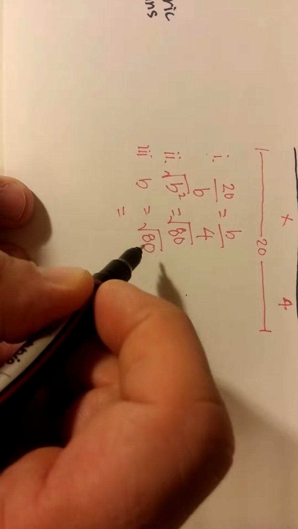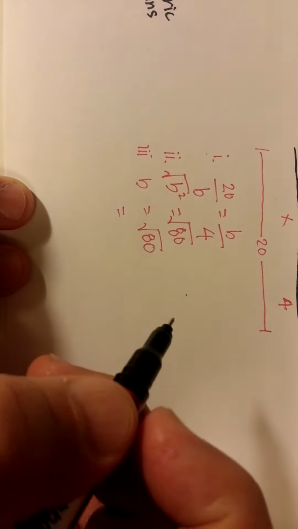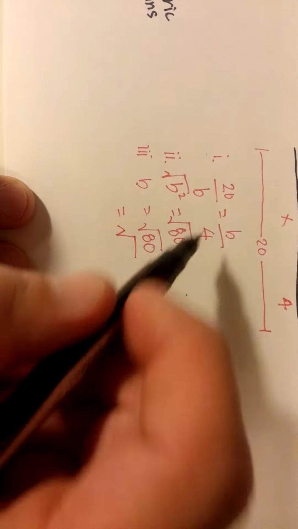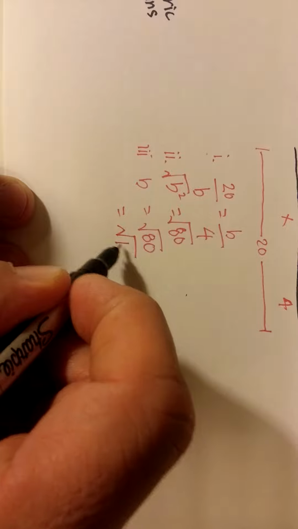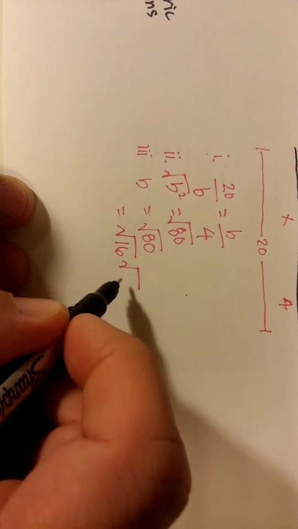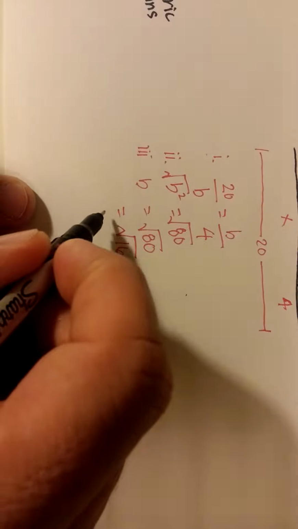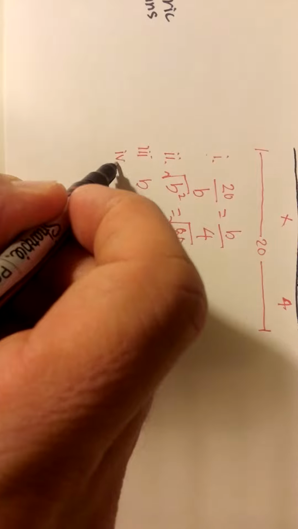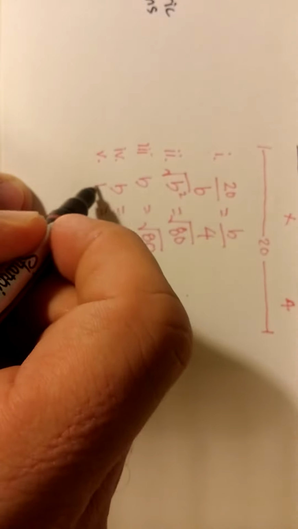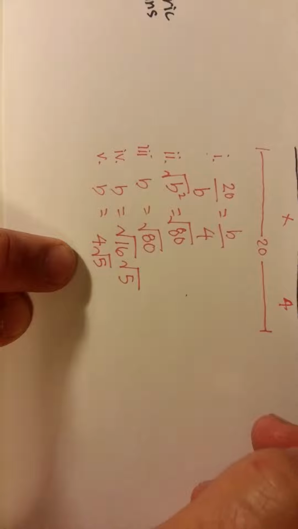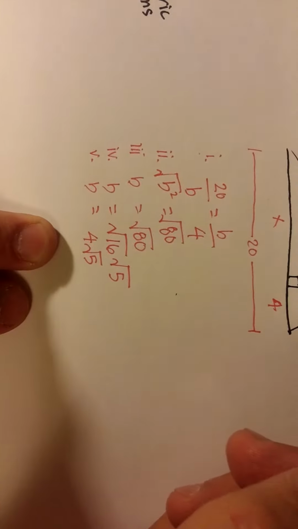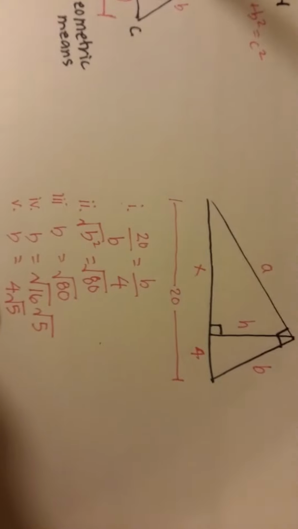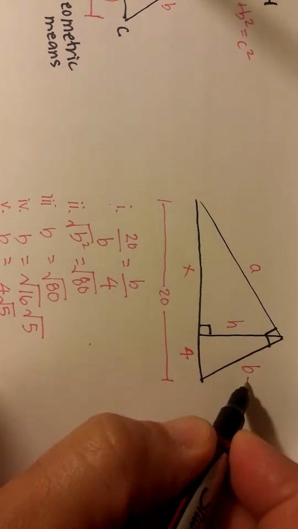So you're going to have to remember how to simplify radicals. Remember, you look for the largest perfect square factor in 80. I know that 4 is a perfect square, but 20 also has a perfect square, right? So it's 4 times 4, 16. That would be 16 times 5, right? That means it's 4 radical 5. So now we know that the length b is 4 radical 5.